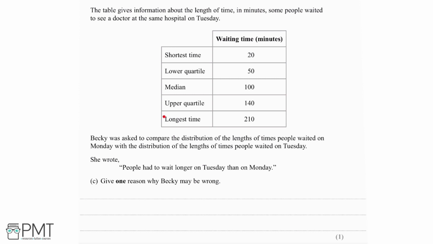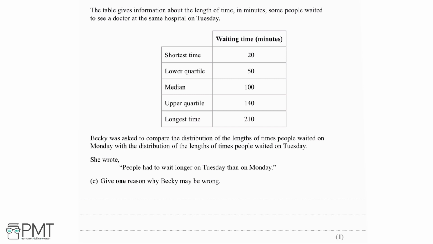So now when we looked at the box plot before, which is their data for Monday in the hospital, we can see that the longest time was at 200. So we can see here on Tuesday, the longest time is actually higher than that, 210. So on the face of it, it might look like on Tuesday people had to wait longer. However, that could be one anomaly. That could be one time that this person had to wait 210. And the rest of the time, everyone had to wait a really short amount of time. So we need to look at the distribution as a whole.